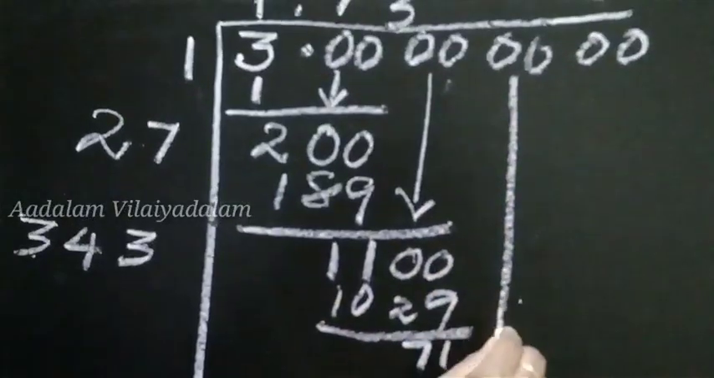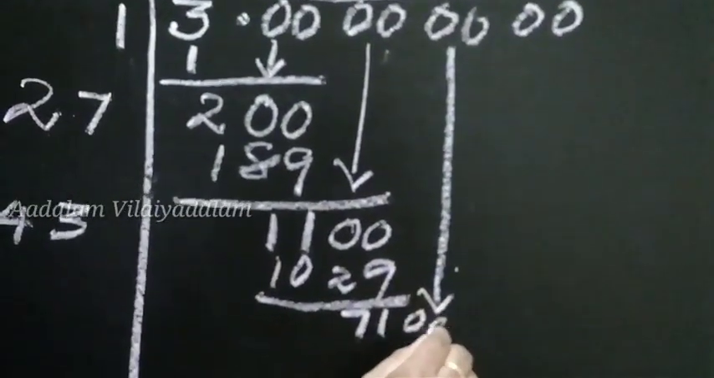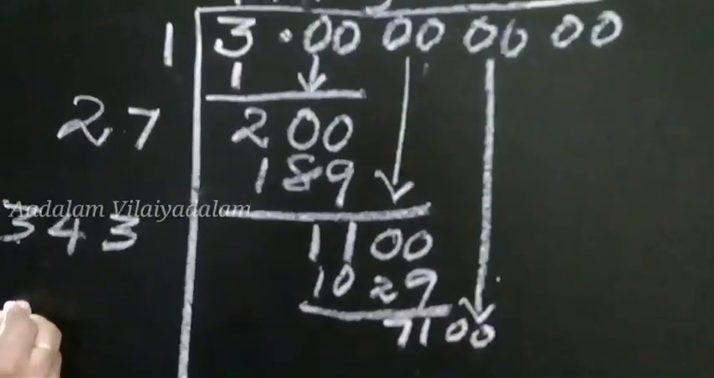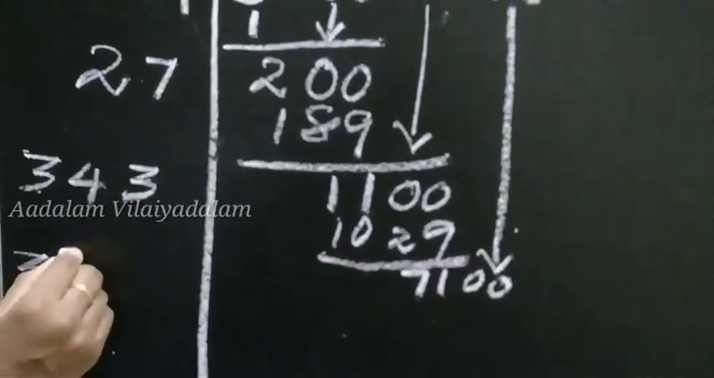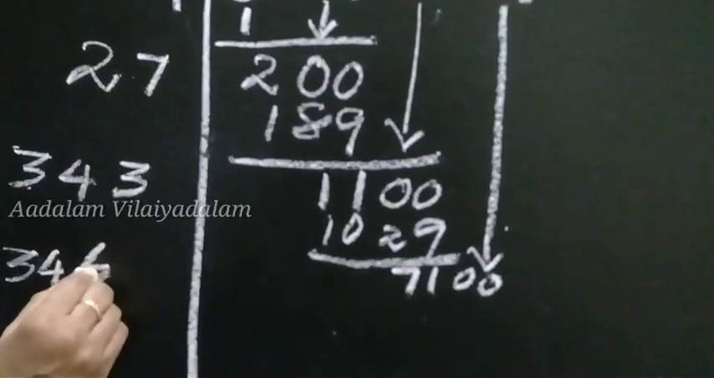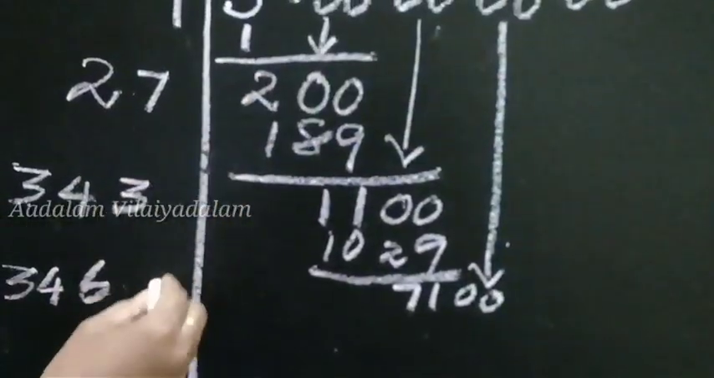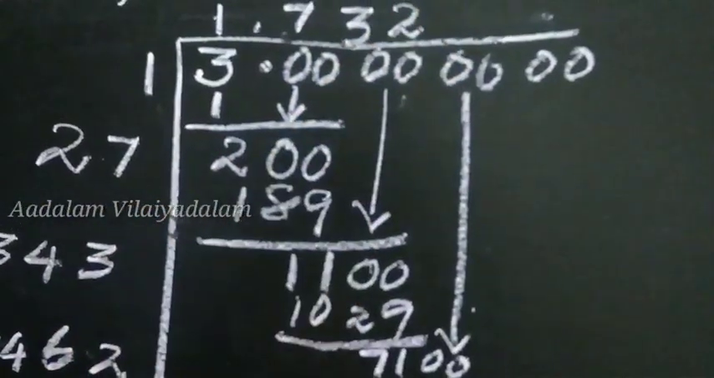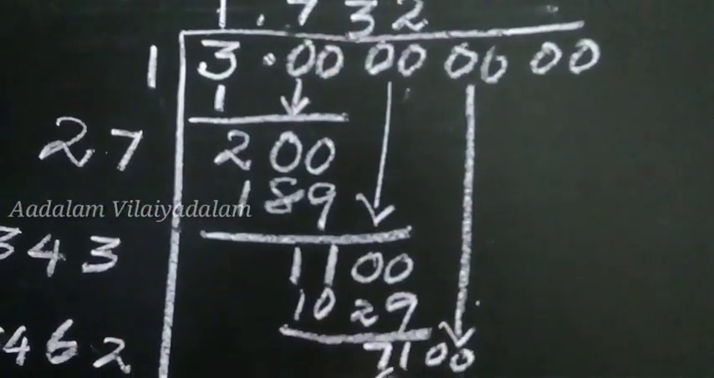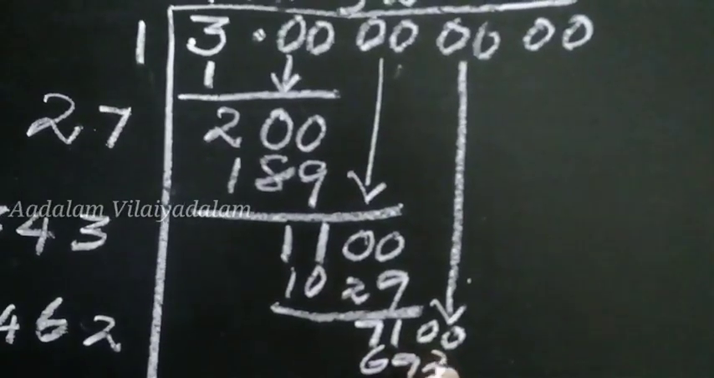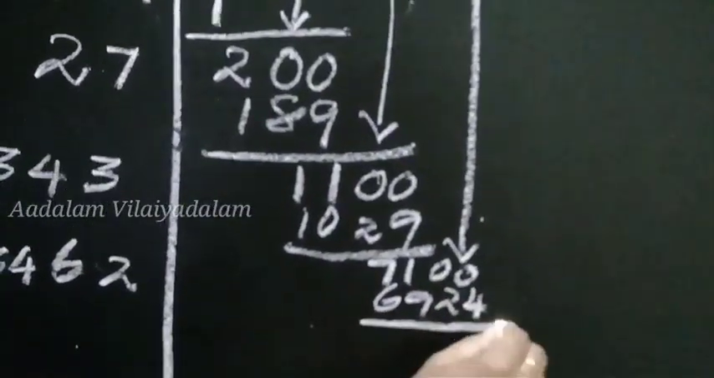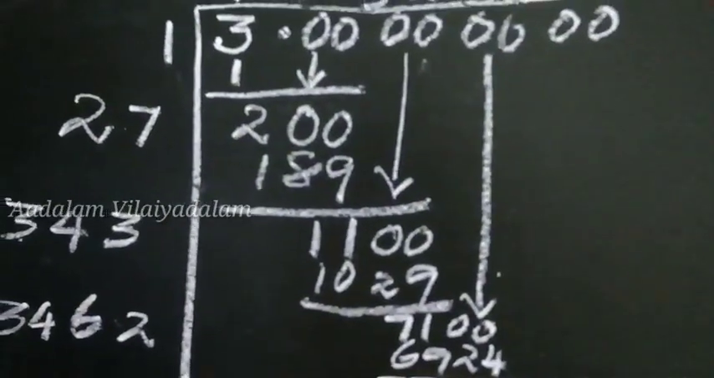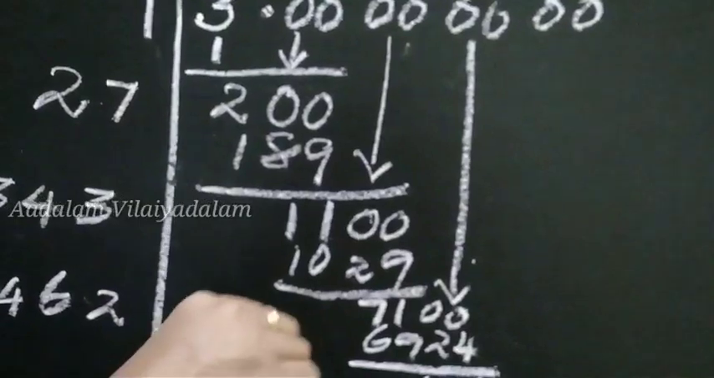So take another pair, 0, 0. Now 173 into 2, so the answer is 346. Next we write the same number. So 2 times, so the answer is 6924. What is the balance here? 6, 7, 1. So 176.